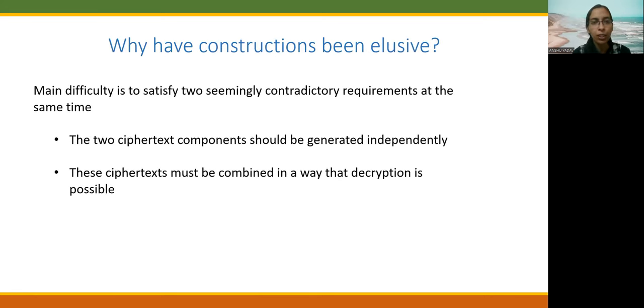So let us look at the main difficulty in constructing MIABE. The main difficulty comes from the need to satisfy two seemingly contradictory requirements at the same time. On the one hand, we want to be able to generate different components of the ciphertext independently. On the other hand, we want to be able to combine these ciphertexts so as to perform decryption. If we look at the existing constructions for ABE, the second requirement needs the randomness used in these ciphertext components to be the same. On the other hand, the first requirement says that this randomness is generated independently. This contradictory requirement makes it difficult to construct MIABE.